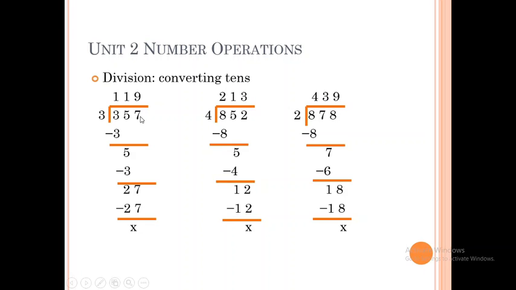How many ones are there? 7. So copy these ones with these 2 tens. It becomes 27. We have 27 as ones. We will divide this 27 by 3. 3 nines are 27, and after subtraction 0 is the remainder.